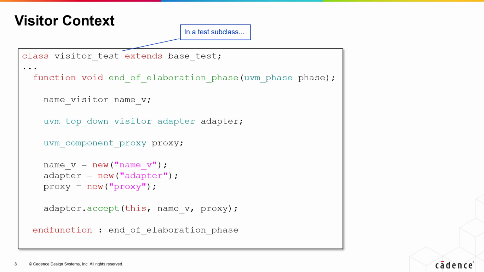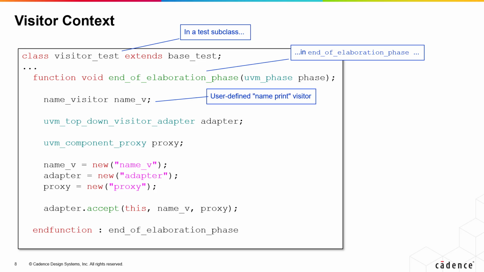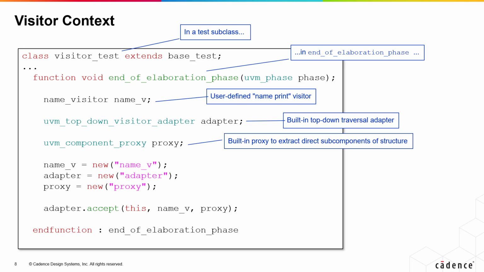Let's put this all together in the context. In the end of elaboration phase method of the test class, we declare handles for our user-defined name visitor, for the built-in top adapter, and also a built-in proxy to navigate the structure. More on proxies and adapters on the next slide.